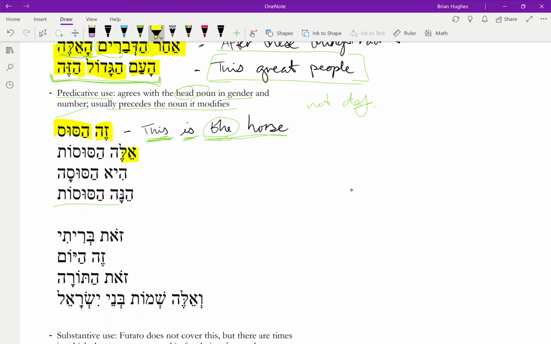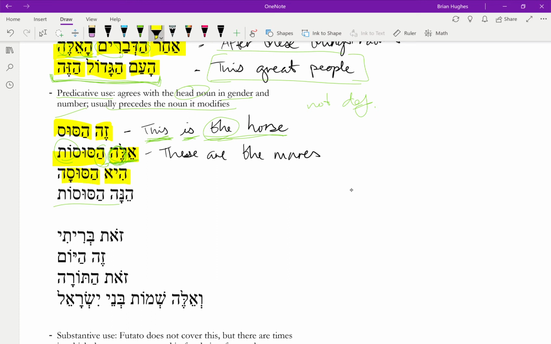But, a few more examples. Ele hasusot. This would be these are the mares. Okay, notice that we have feminine plural definiteness. We're using our plural near demonstrative there, meaning these, and it's not definite, doesn't have the definite article on it, and it's preceding the noun. It's coming before the noun it's modifying.